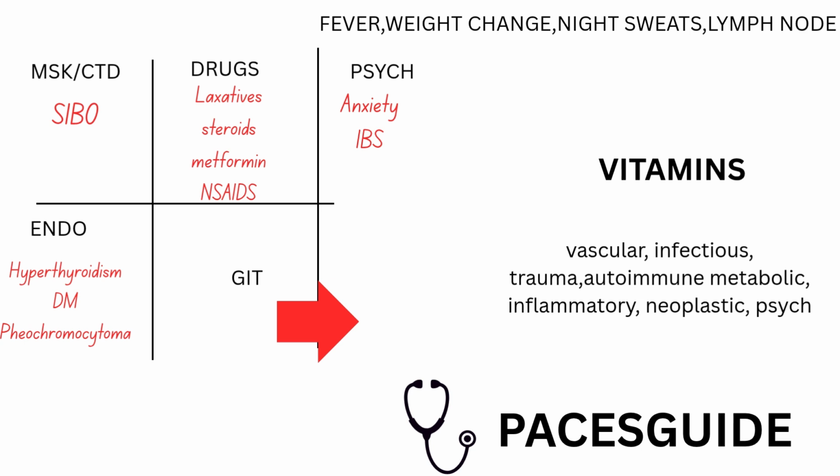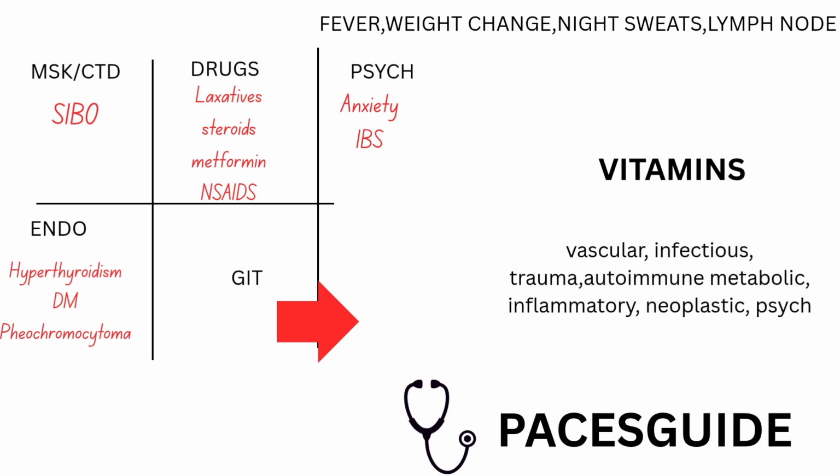What you see on the screen is just a template that you can use while preparing. This is not to be written down during the examination. Besides GIT, which is the main system involved in diarrhea, there are other systems that can be involved as well. For example, in endocrine, hyperthyroidism and diabetes can be possible causes of diarrhea, and pheochromocytoma is uncommon, but still a possibility in the PACES exam.